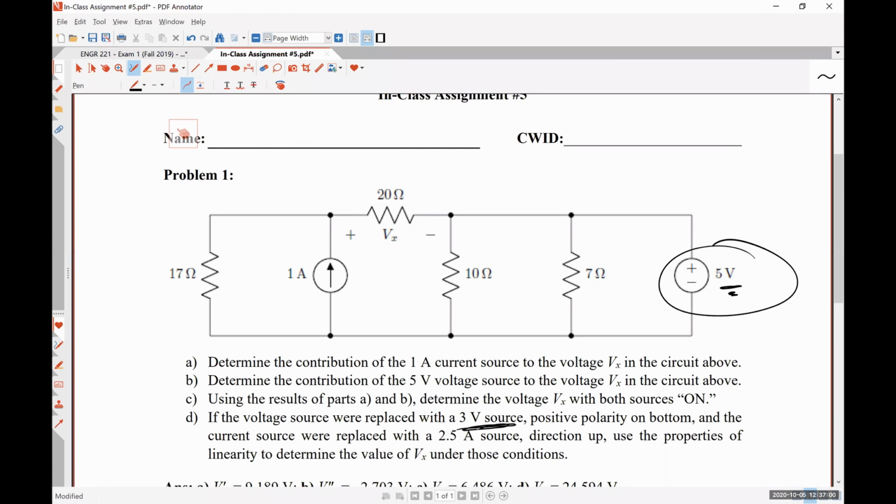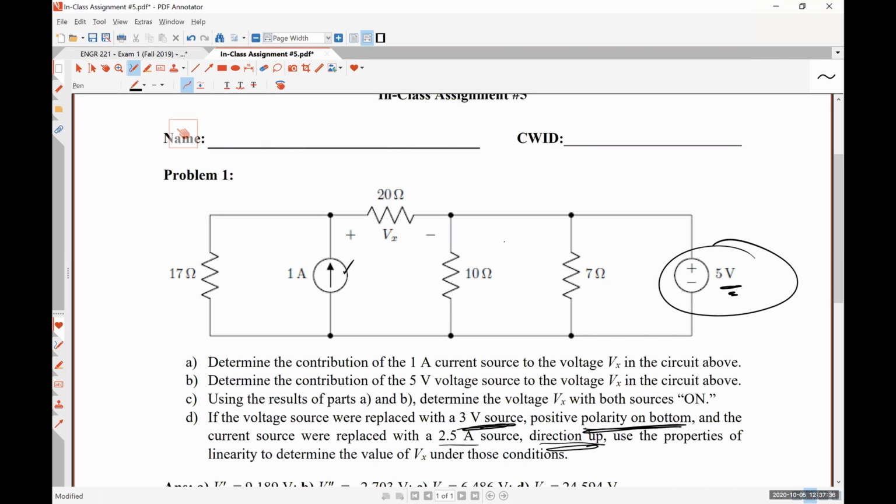Right. Notice also that the positive polarity is on bottom, so that's where the negative sign came from as well. So when we're doing part D, we are scaling the voltage by a factor of negative 0.6 because we're changing the 5 volts to 3 volts and we're changing the polarity. For the current, we're changing 1 amp to 2.5 amps, so there's a scaling factor of 2.5. The direction is up, and so is this direction, so we don't have to change the sign. Okay. Next question.